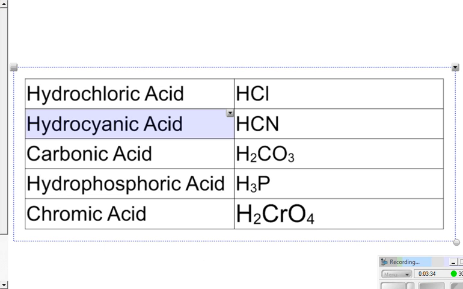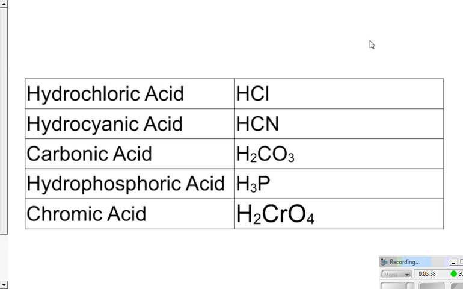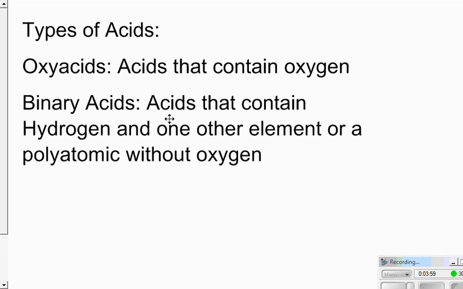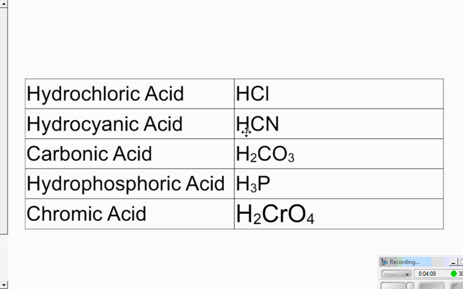Okay, I hope you were able to determine what those answers would be for these. First one would be hydro, it has no O, remember that. So hydrochloric would be HCl. Hydrocyanic, you might have had a little bit of trouble with that one because cyanic is actually cyanide, and that one doesn't have oxygen here. And if you remember from our discussions, binary acids contain hydrogen and one other element or a polyatomic ion without oxygen. And cyanide is an example of that. So this one would be HCN.